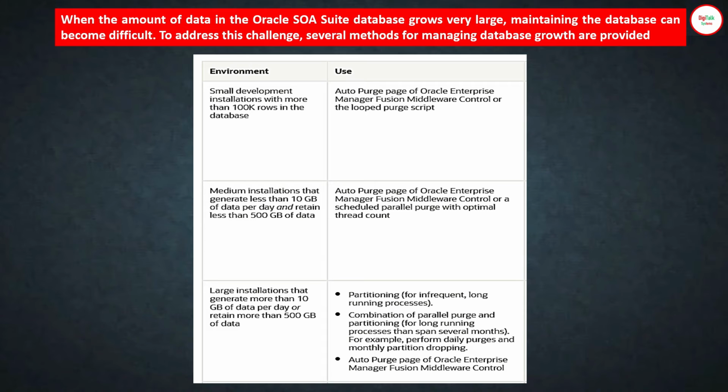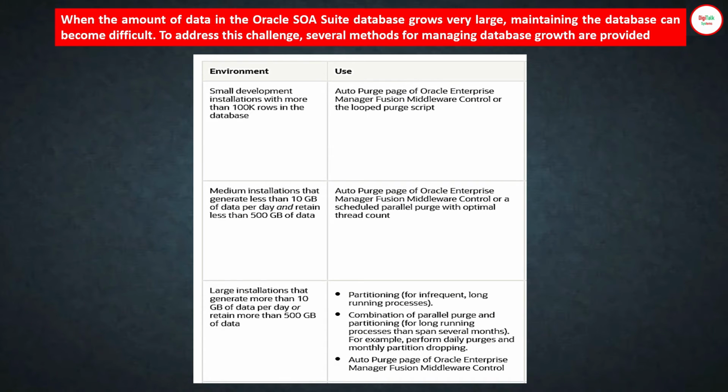And then for the purging of the small and medium profile, either you can configure it from the console using the auto purge option from the EM console, or you can use the database procedures that have been provided by Oracle, which are called the loop purge script and the parallel purge. So we have two kinds of scripts provided by Oracle for the purging. One is called loop purge, and the second is called parallel purge, sometimes also called simple parallel purge. In a nutshell, we have two kinds of purging options available.